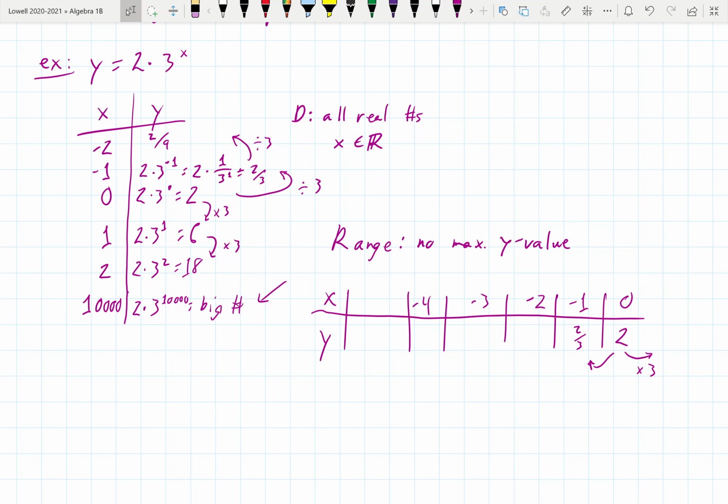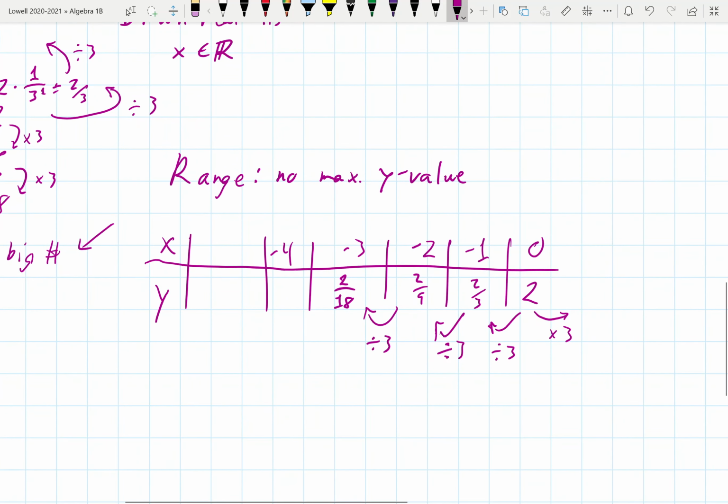Going backwards, though, it's getting smaller. So going backwards from 2, we divide by 3 to get to 2/3. Divide by 3 again, get to 2 over 9. Divide by 3 again to get to 2 over 18. Okay, so we notice the denominators are getting larger, but the numerator of these fractions is staying the same. So that means that our overall fractions are getting smaller from right to left, which makes sense because it gets larger going from left to right.